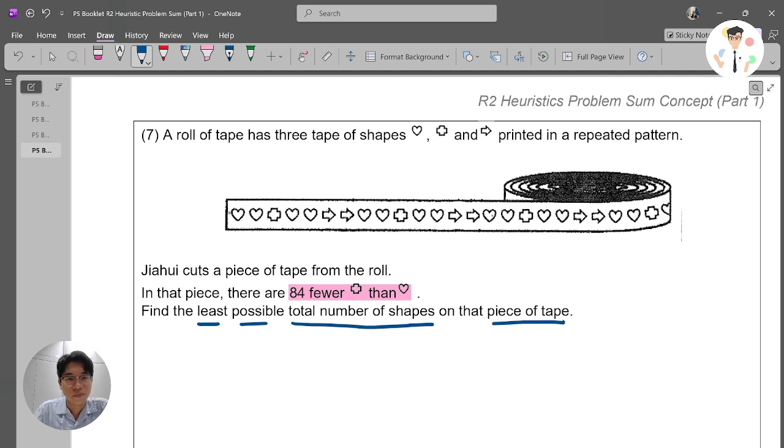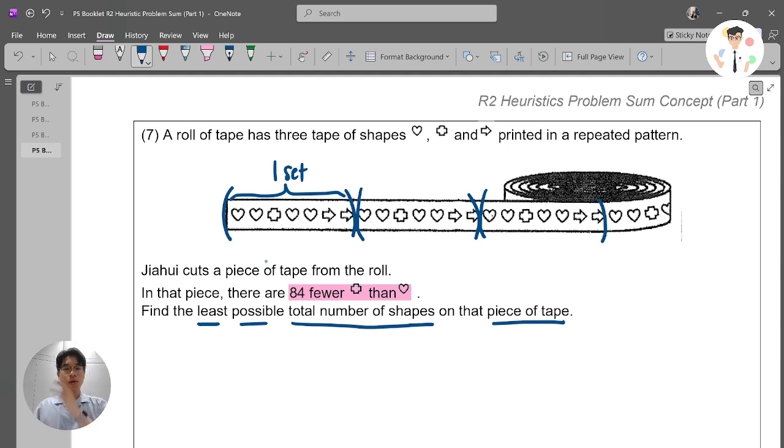Okay, so heart, heart, cross, heart, heart, arrow, arrow, heart, heart, cross, heart, heart, arrow, arrow. From here I should notice that this is what has been repeating. Correct or not? Heart, heart, cross, heart, heart, arrow, arrow. So with that, I actually can count this as one set.